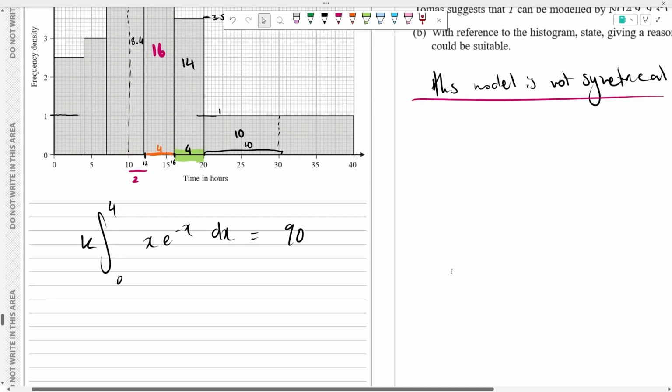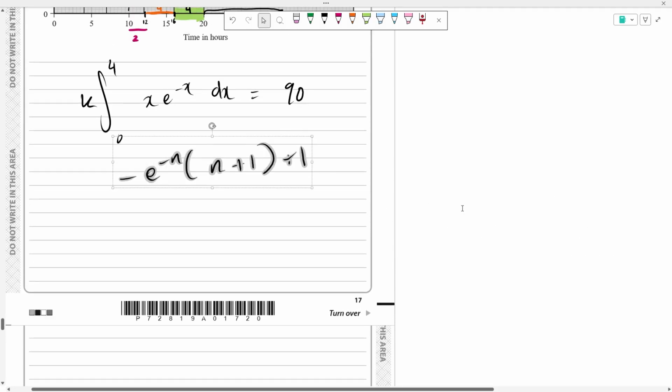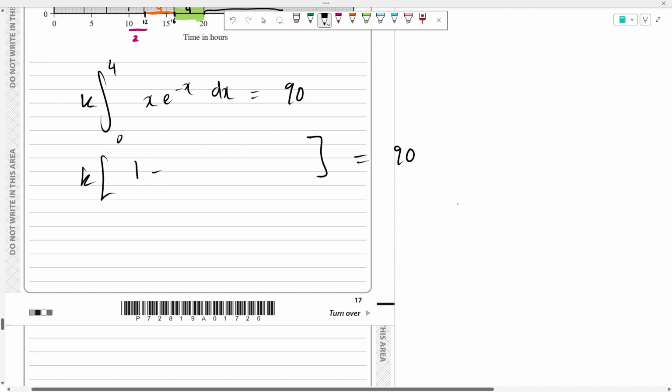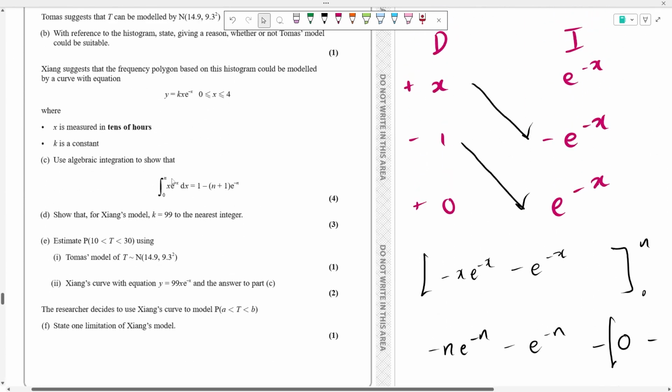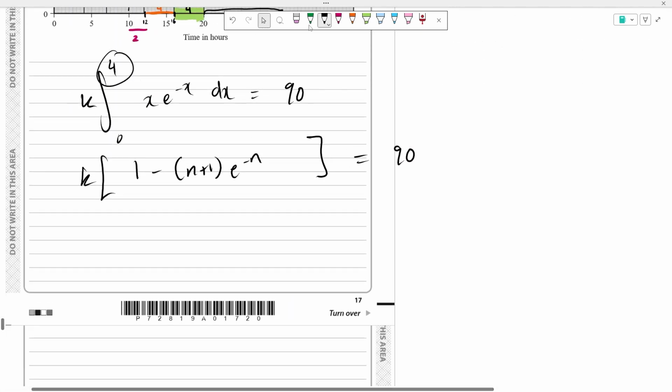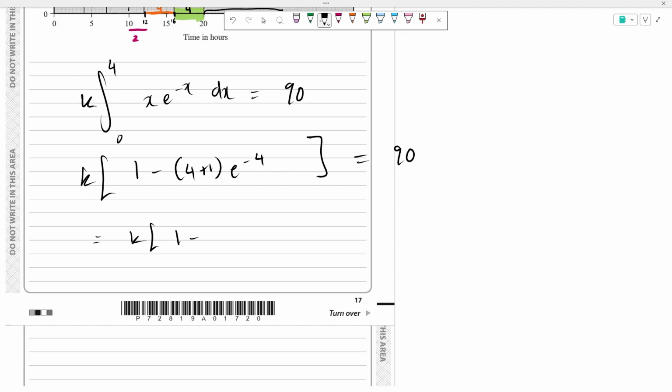So this is essentially k multiplied by all of this is equal to 90. I'm actually going to clean this up because I don't like the way it's looking. (n + 1)e^(-n), and this is between 0 and n already. So we know that our upper limit is 4. That's what we solve for, because for 0 and n, it doesn't matter what n is. We know our upper limit is 4. So I'm going to sub in the value of 4 here. This becomes k times (1 - 5e^(-4)) is equal to 90.